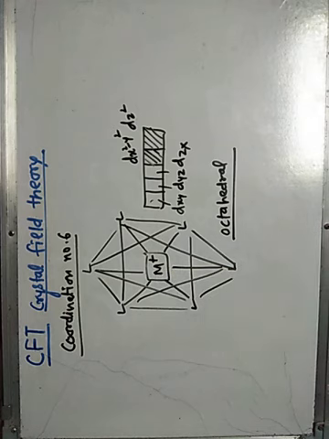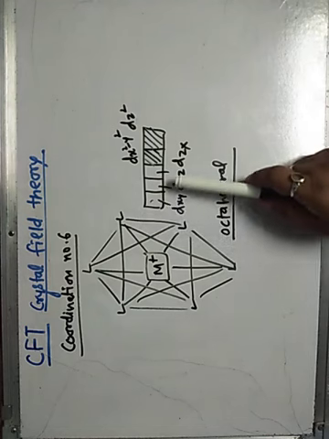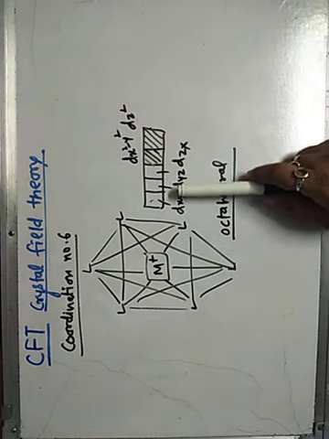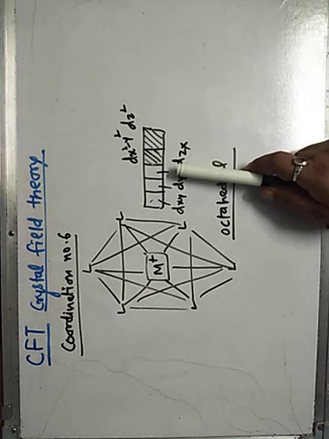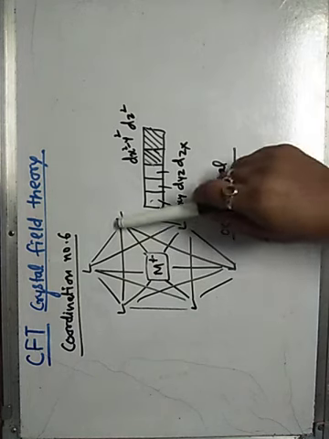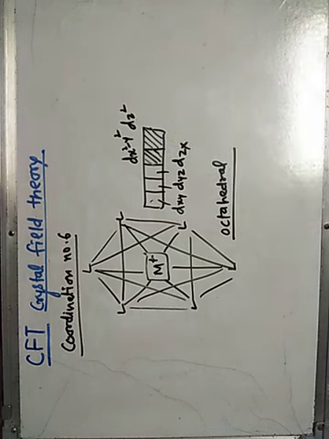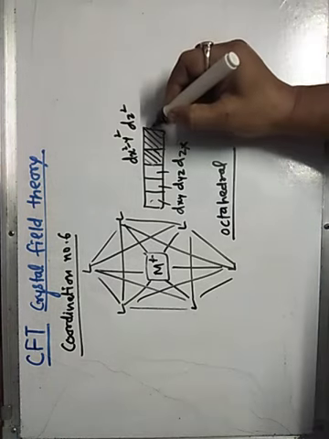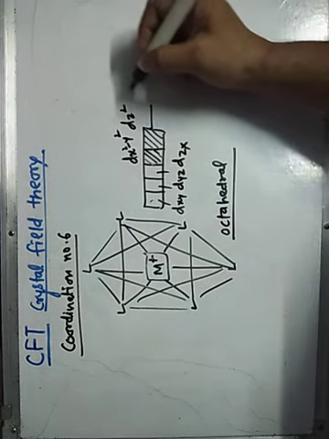The d orbitals of the central metal ion split due to the electrostatic interaction between the central metal ion and the ligands. That's why the d orbitals split. How do they split? Like this. They split into two energy levels.